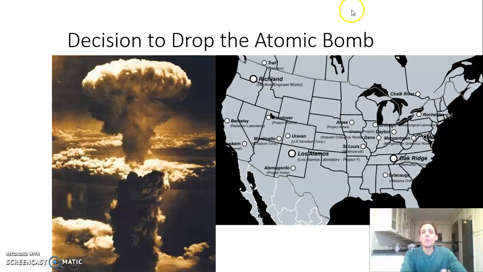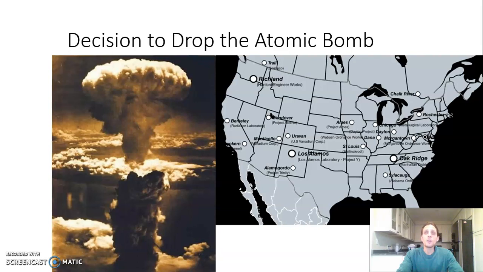Now, we were successful at building this atomic bomb, and once we did build the atomic bomb, the question became, should we use it? And that kind of fell on our Commander-in-Chief, President of the United States, Harry Truman at the time. And Truman makes the decision to use the atomic bomb, and a lot of that is, I think, influenced by his desire to save American lives.